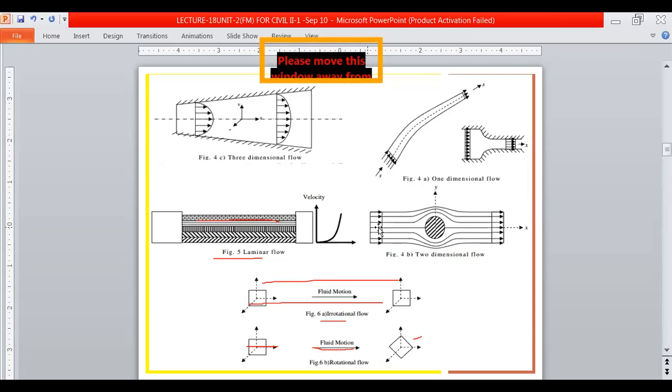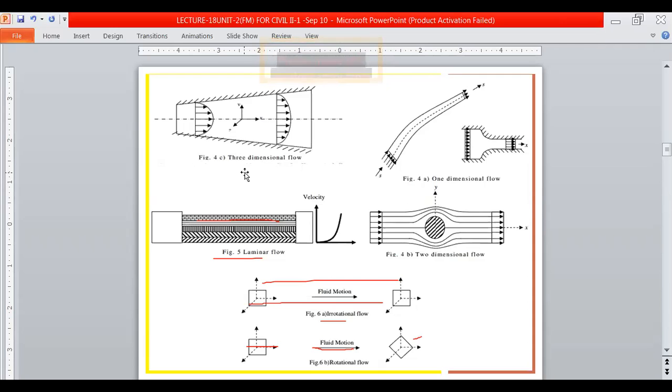So here plus x is going one way, and here along the y-axis, it is going in this way. Again it comes back inside, from minus to plus. Here we are considering the x-axis in this way and the y-axis in this way. Thereby, it is nothing but a two-dimensional flow.